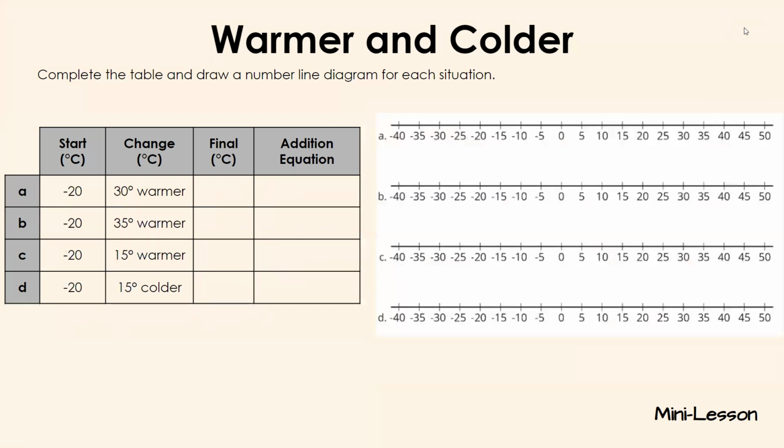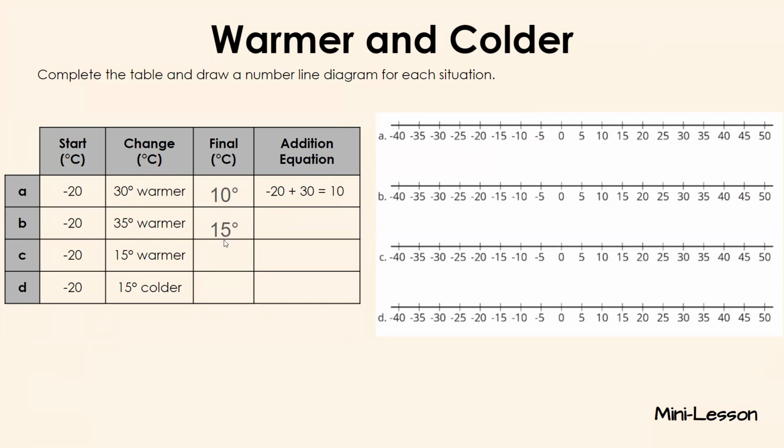Let's do another example. We're starting at -20 now with a change to see what the final temperature would be, and we're going to write addition equations. So the first one, if you're at -20, you get 30 warmer, you'll be at 10. The equation would look like this. -20 plus 30, you're at 10.